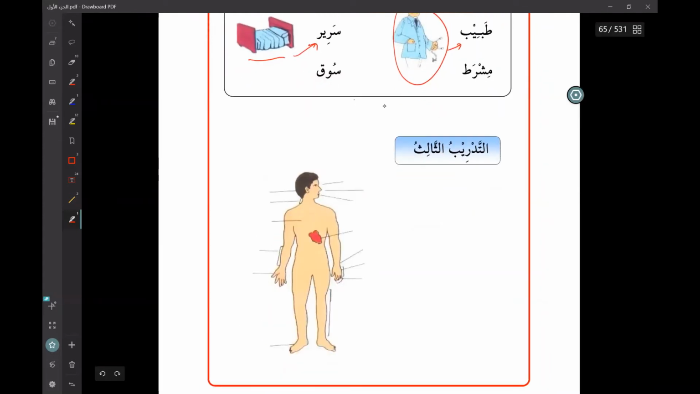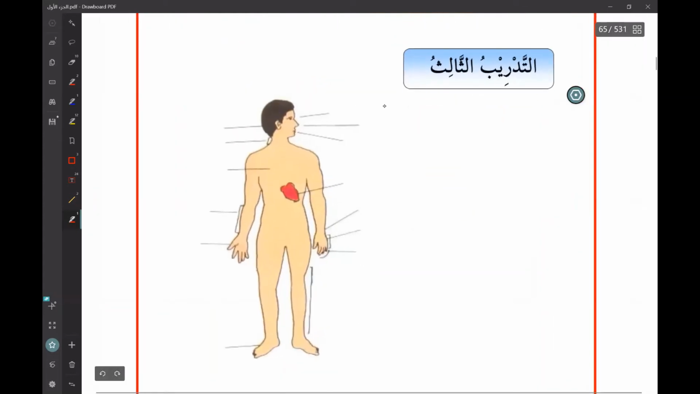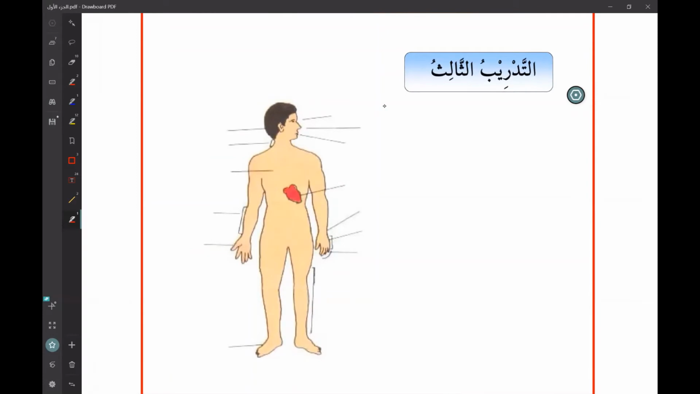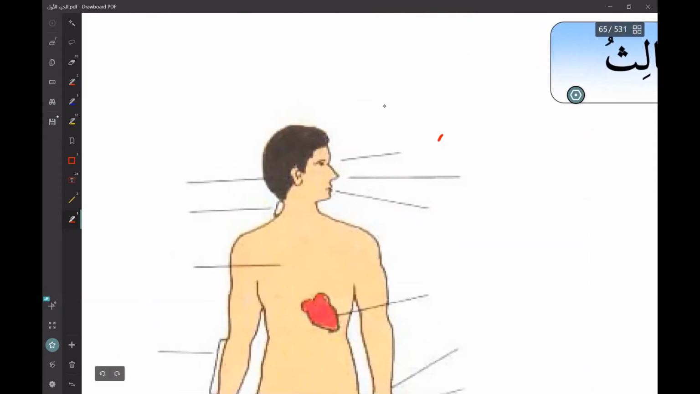Then we have at-tadrib al-thalith, the third exercise. Here we have to correctly put the body parts in the Arabic language, right? So this is something we obviously have to memorize, and then we can do it. For example, this one is going to be what? Ain. Okay, it's going to be ainun. Okay, so it's going to be fam.